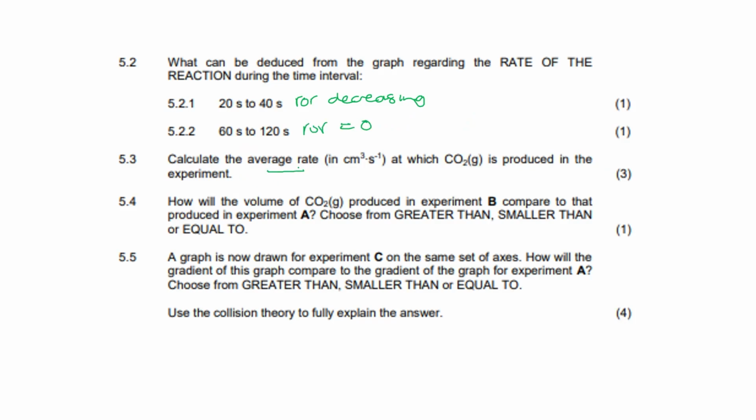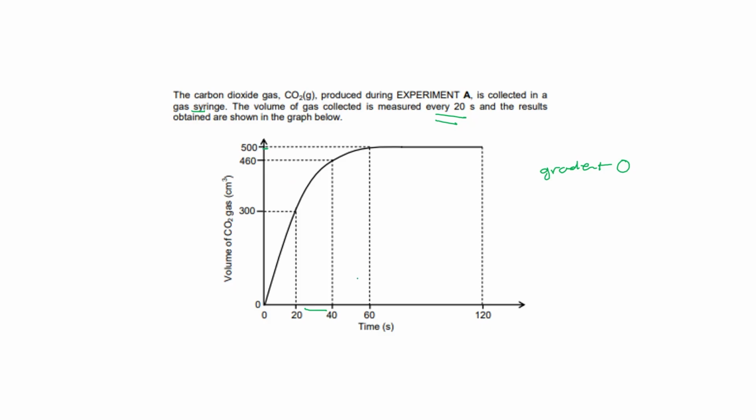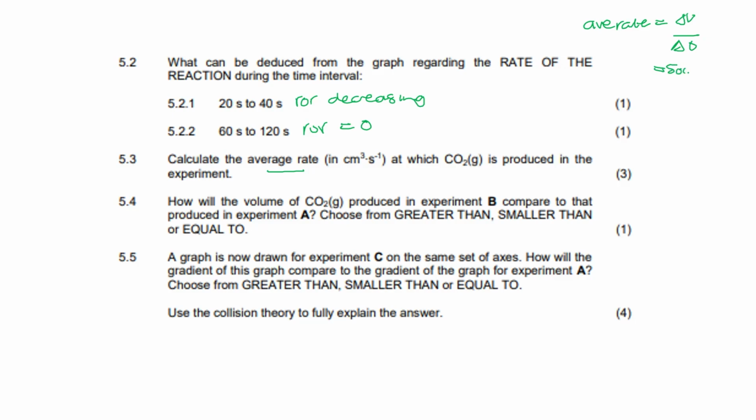5.3. Calculate the average rate at which carbon dioxide is produced in the experiment. Okay, so how do we calculate average rate? Like that. So we take 60 and 0, and 500 and 0. So it's going to be 500 minus 0 over 60 minus 0, and that should give me 8.33 centimeters cubed per second. 5.4. How will the volume of carbon dioxide gas produced in experiment B compare to that produced in experiment A? Use greater than, smaller than, or equal to, and that will be equal to.